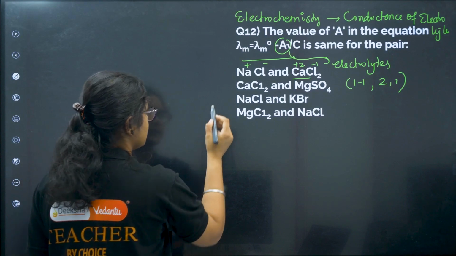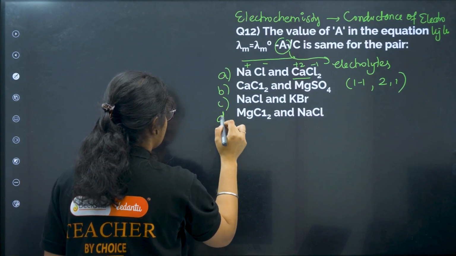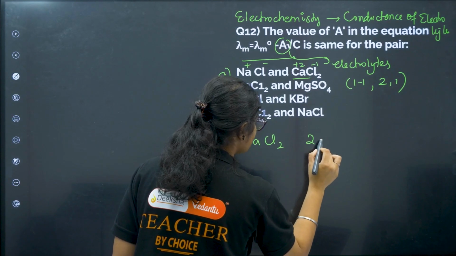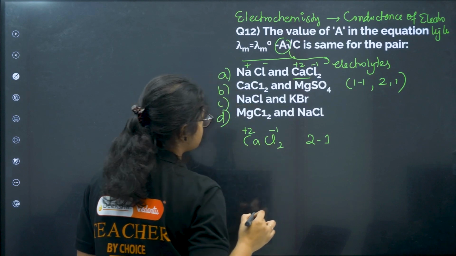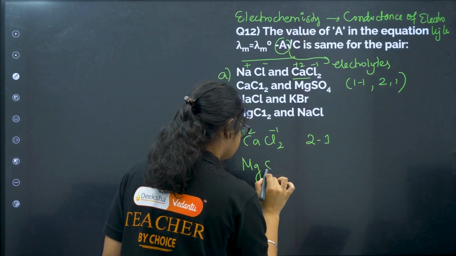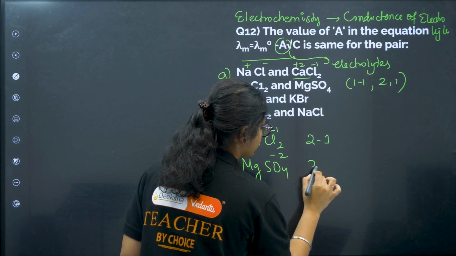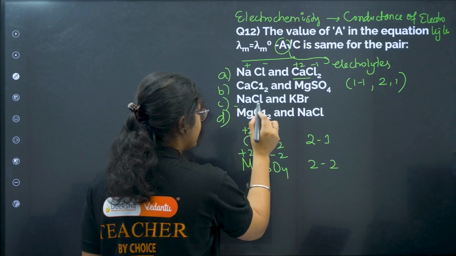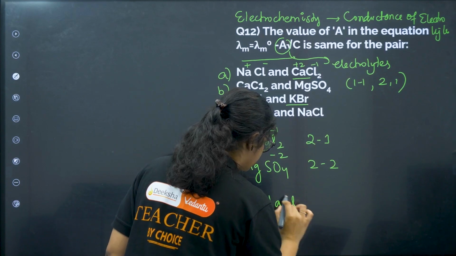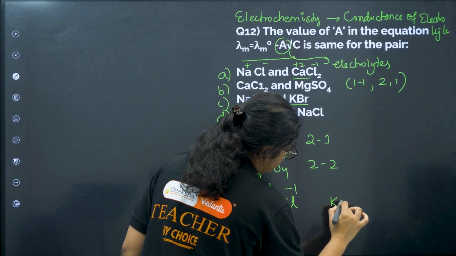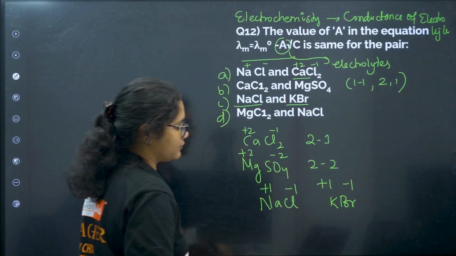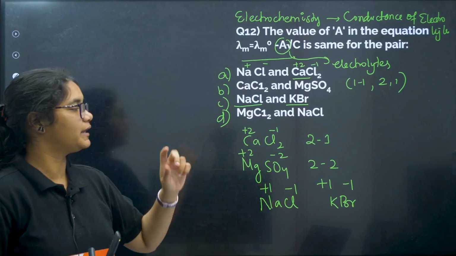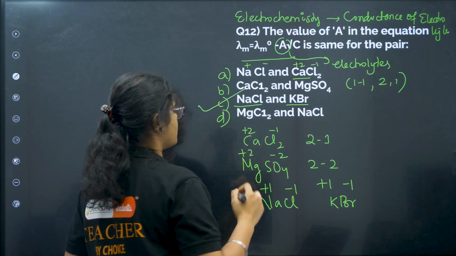Now coming to option number B. So this is A, B, C and D. Here calcium is Ca2 plus, so calcium chloride is 2-1 type, because this is plus 2, this is minus 1. Now MgSO4, this is plus 2, this is minus 2, so this is 2-2 type. So again this will not have the same value. NaCl and KBr: NaCl is plus 1, Cl is minus 1, and KBr is plus 1 and minus 1. So this is 1-1 type, this is also 1-1 type. When both electrolytes are of the same type, their A value will be same. So definitely here the answer is option number C.